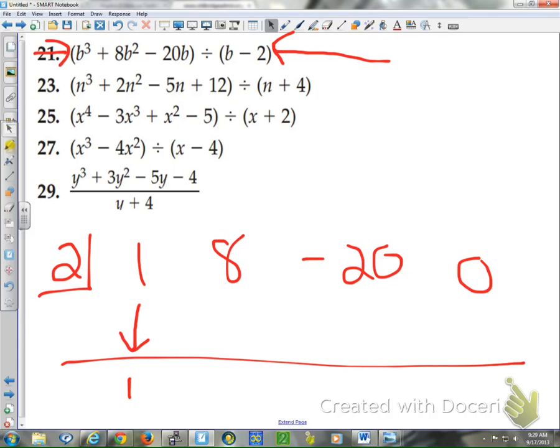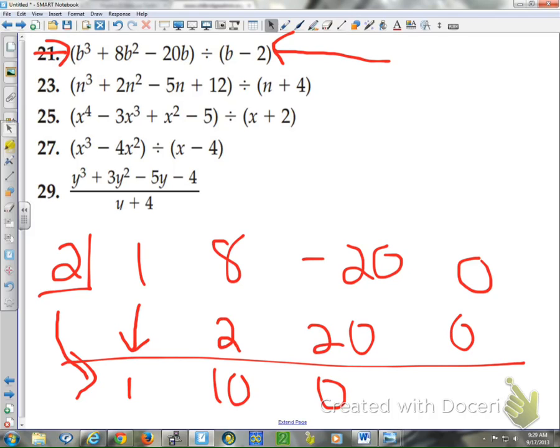Everything that comes below that line, we're going to multiply by what's in the box. What's 2 times 1? 2. That goes above the line. Everything above the line, you add. What's 8 plus 2? 2 times 10? Negative 20 plus 20? 2 times 0? 0 plus 0? Now the last number is always your remainder. Ideally, you'll never have a remainder, but you will sometimes.